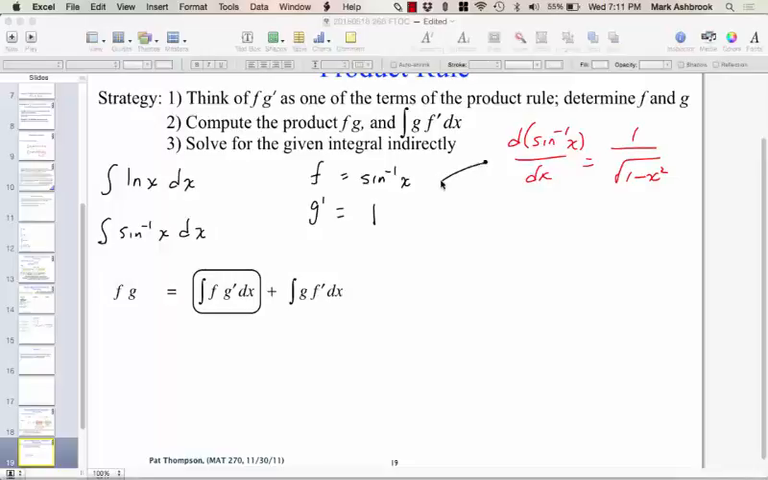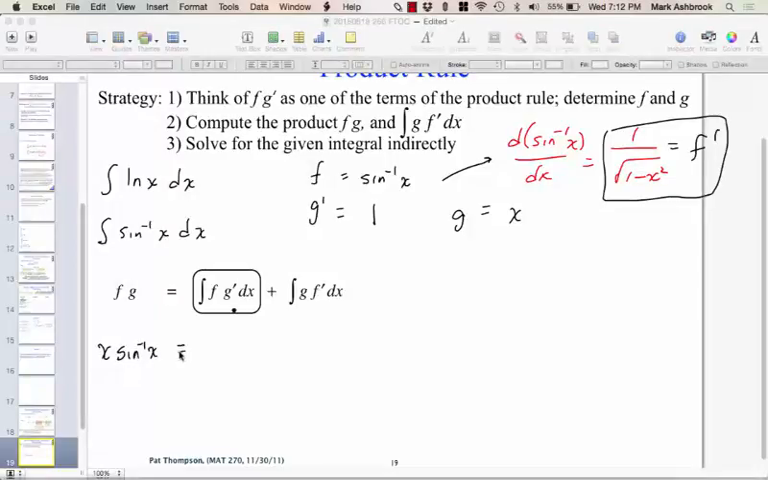Okay, so then taking the derivative is going to be our f prime right there. And then g is x. Good sound setup so far? All right, so f times g is x sine inverse x equals that plus the integral of g times f prime, which is 1 minus x squared to the negative 1 half, which we should be able to do, or do the whole technique again to get closer.